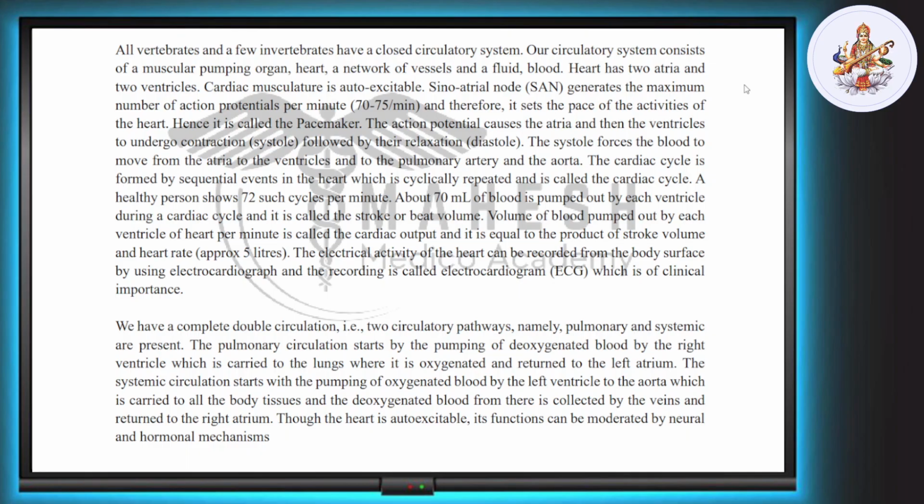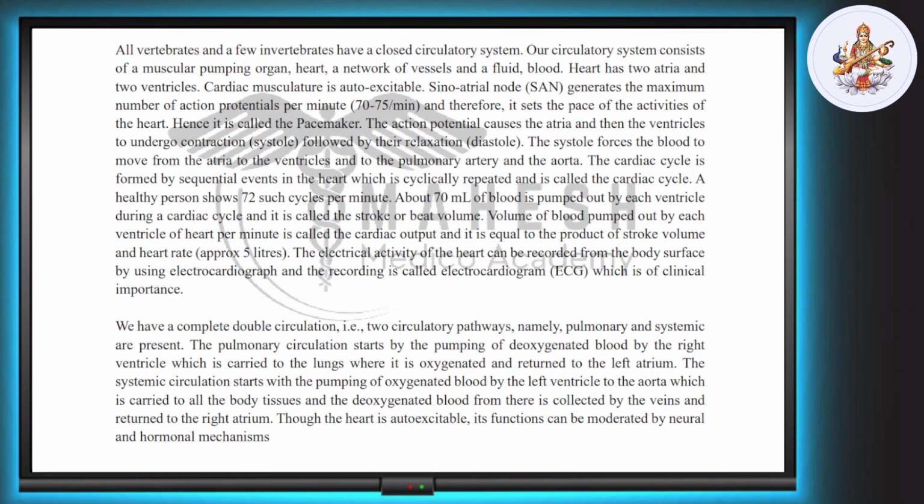And finally, although the heart can beat on its own, neural and hormonal mechanisms can speed it up or slow it down based on the body's needs. Let's summarize this in simple terms. Blood and lymph are two main fluids for transport. Blood is made of plasma and three types of cells: RBCs, WBCs, and platelets. Human blood groups are classified by ABO and Rh systems.